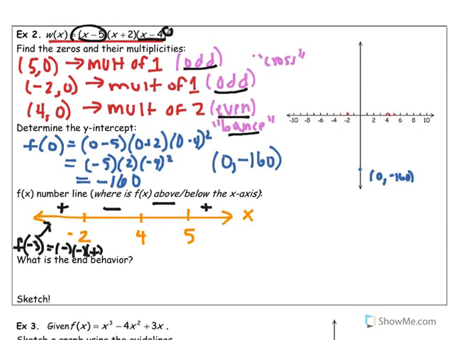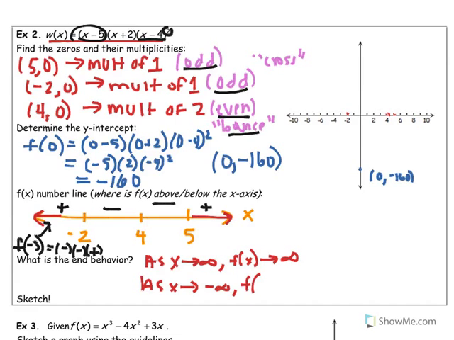Okay, and then finally, let's look at our end behavior. As x approaches infinity, from our f of x number line, we can see that f of x is going to approach infinity. And as x approaches negative infinity, we can see that our function, again, is still going to be positive, so it's going to approach infinity. And now let's transfer that over to our graph.